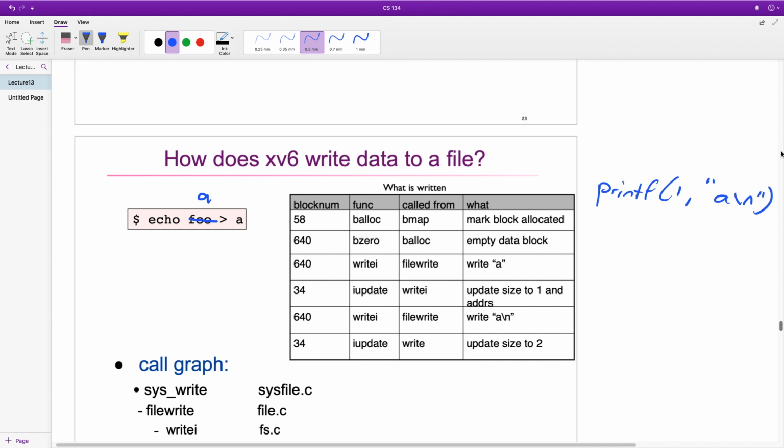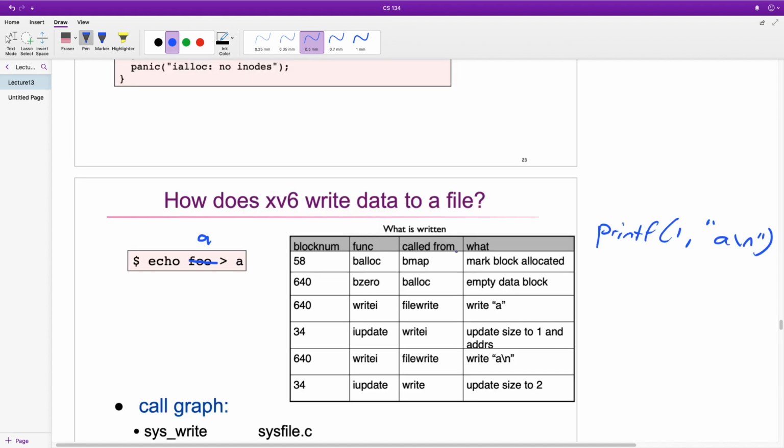Then we got to update the size. Where do we update the size? Where's the size kept for a file? In the inode, right? And also the addresses. What addresses are we talking about here? It's going to be this 640, right? It's basically in our inode. We are going to have size equals 1, ref count or link count equals 1, and then our addresses, we're going to have 640, and then a bunch of zeros.